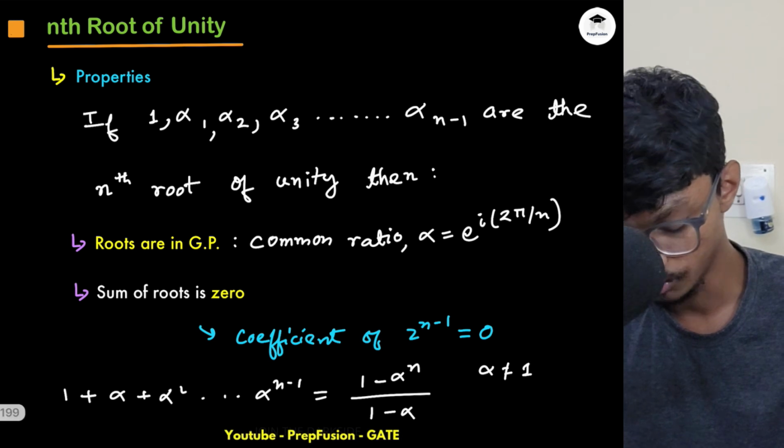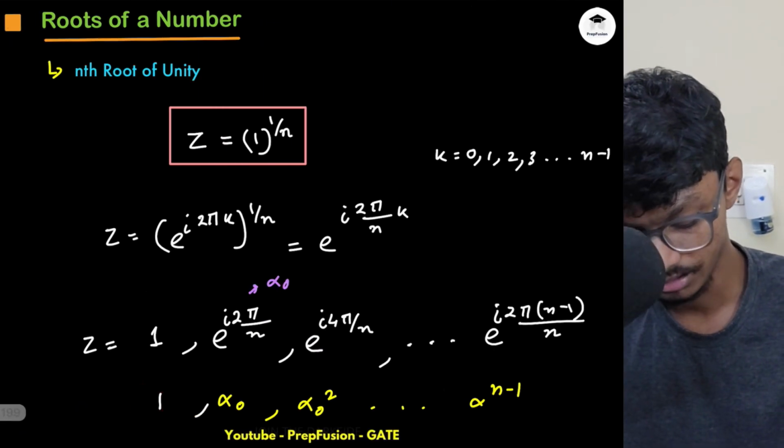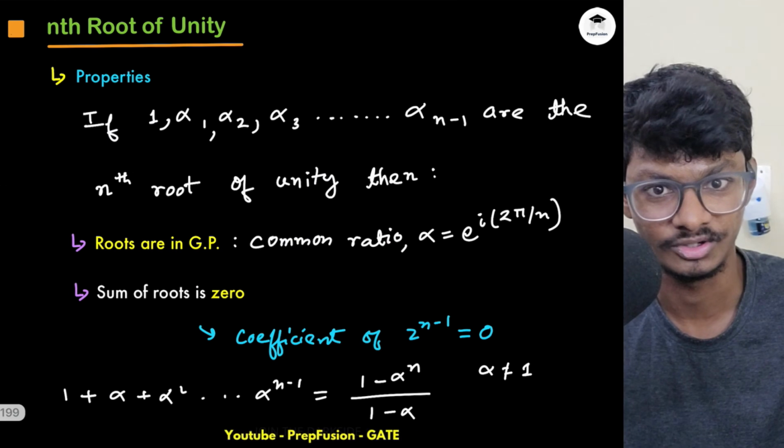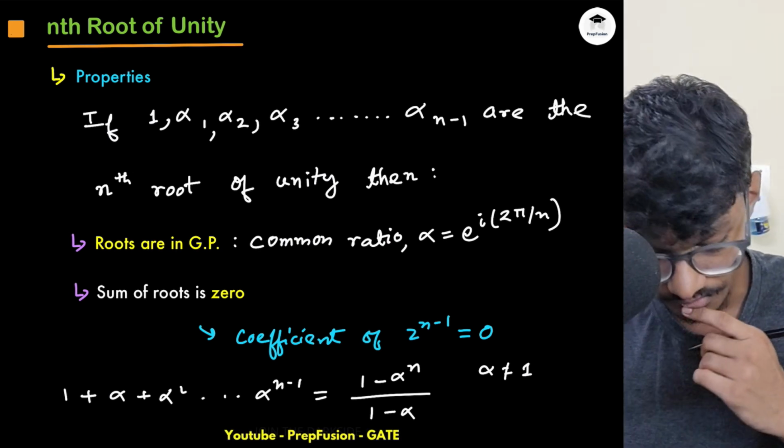Alpha is not equal to 1. We know this because if alpha is equal to 1, then what will happen? This will be 1 times 1 times 1, I will always get 1. All the roots are 1. No, that is not possible.